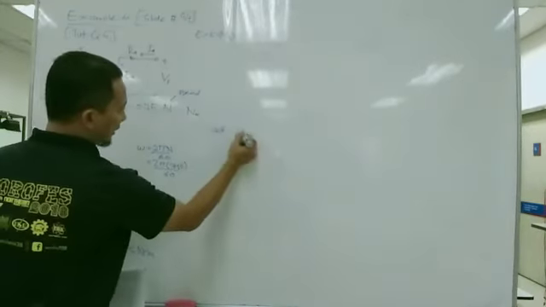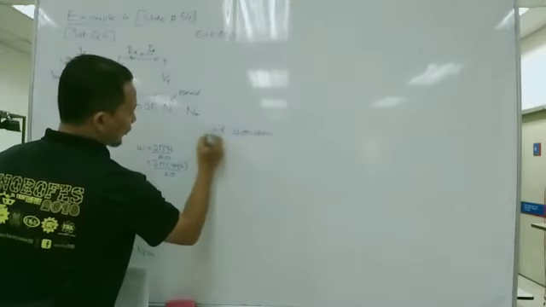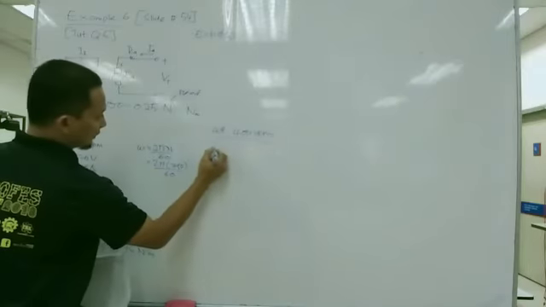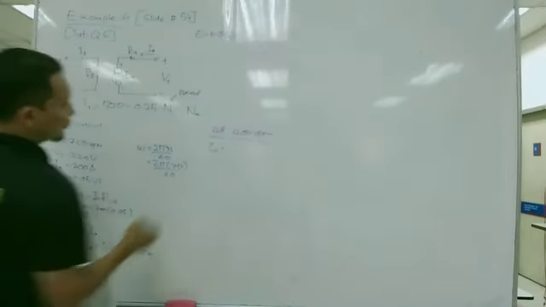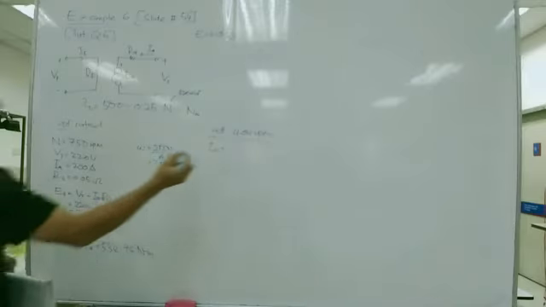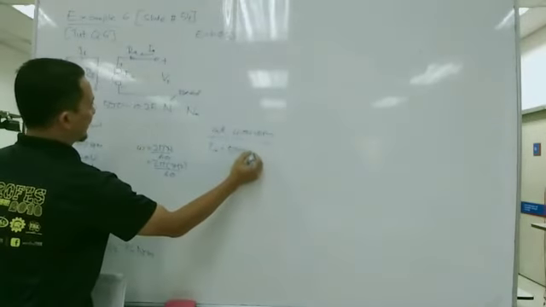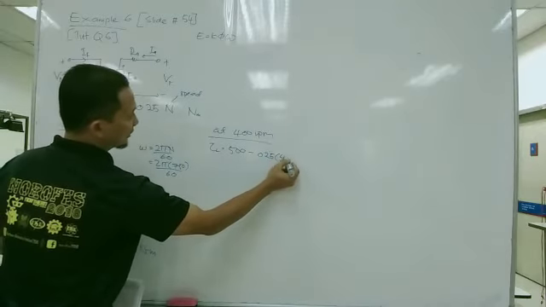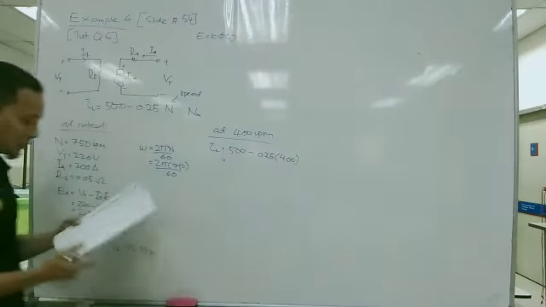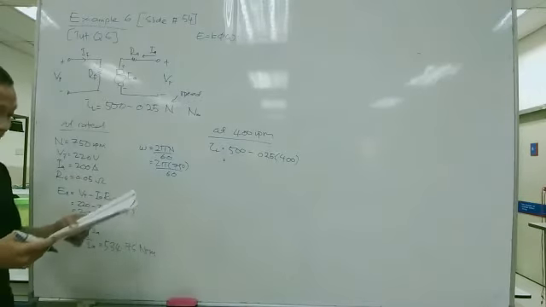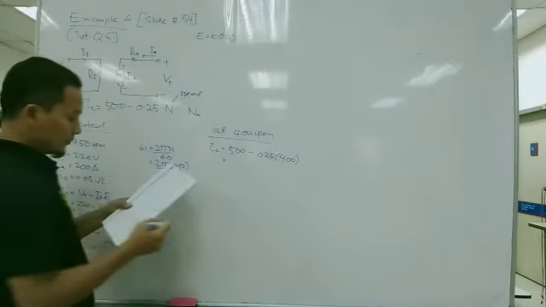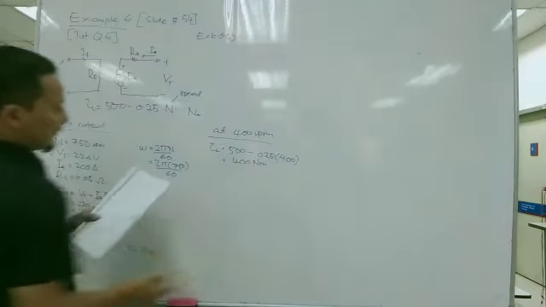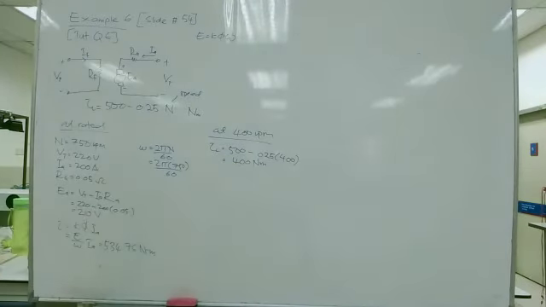From here, at 400 RPM, we can calculate the torque L equal to 500 minus 0.25 n, with n equal to 400. So we get torque L equal to 400 Newton meter.